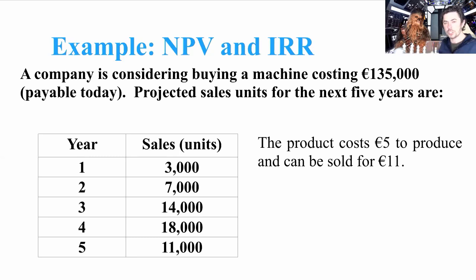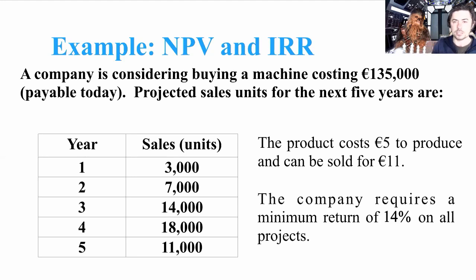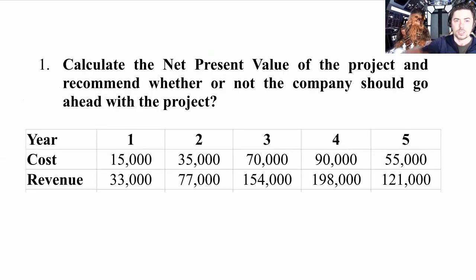This is new as well. We're told that a product costs €5 to produce and can be sold for €11. And the company requires a minimum return of 14% on all projects. First question, calculate again the net present value, and whether the company should go ahead with the project or not.